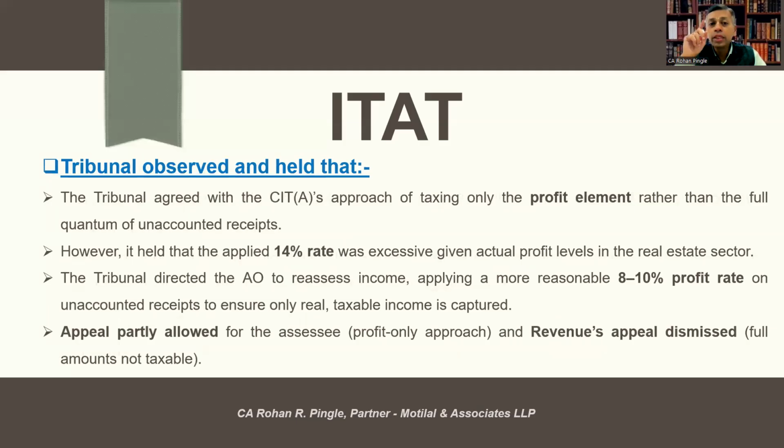The tribunal agreed with the CIT appeals' approach of taxing only the profit element rather than the full quantum of unaccounted receipts. However, it held that the applied 14% rate was excessive given actual profit levels in the real estate sector. The tribunal directed the AO to reassess income, applying a more reasonable 8 to 10% profit rate on unaccounted receipts to ensure only real taxable income is captured. Appeal partly allowed for the assessee on the profit-only approach, and revenue's appeal dismissed; full amounts not taxable.